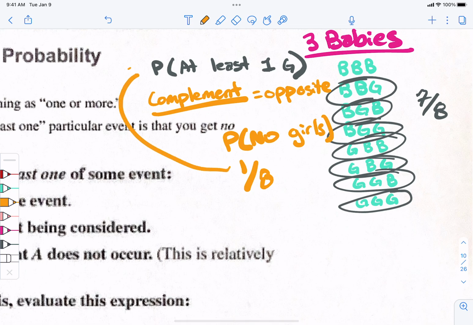So then I'm just going to do the opposite, and I know that that's 7 out of 8, right? And I don't have to do the whole list of things, correct? So when they're asking you for at least 1, you do the opposite and you say, okay, I don't want any of them. Now I'm going to subtract that and find the other probability, okay?